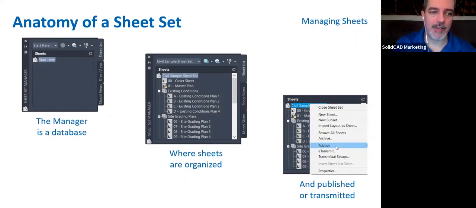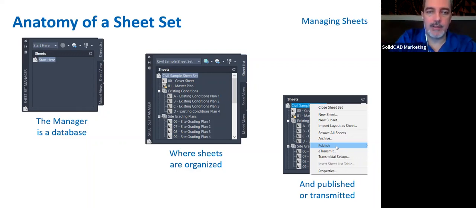So what is the Sheet Set Manager? It's a database. It's a file called the DST file that is saved separate from your AutoCAD files. You've got your DWGs, and then you have this DST file. The DST is just a really small file. It's a database, and really it just contains pointers to your DWGs. And more specifically, it contains pointers to paper space layouts within those DWGs. It also contains other metadata, information about the project, maybe project number, project name, customer address, that kind of thing.